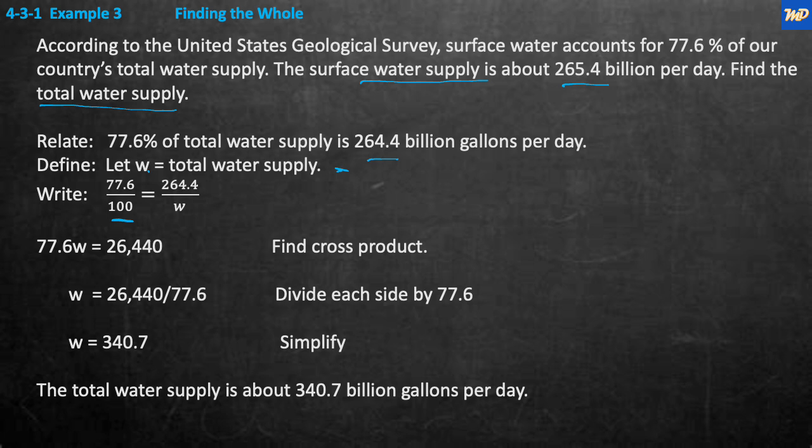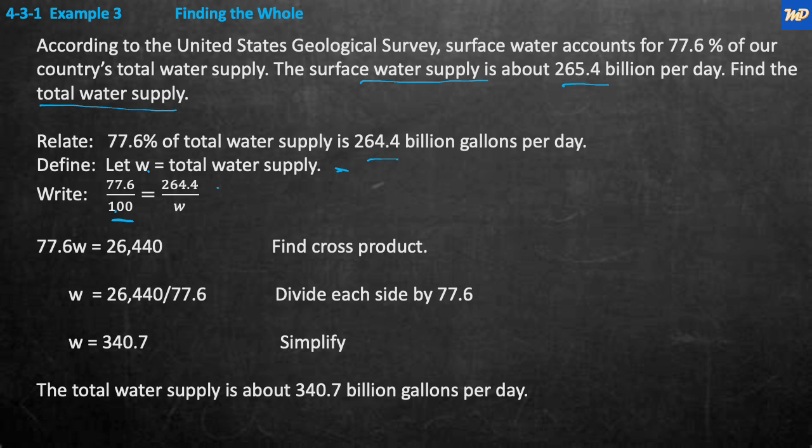So when we do this, we're going to say 77.6W, because now we've cross-multiplied. The W goes here with the 77.6, and the 100 will go up here with this 264.4. And when you do that, you're going to get 77.6W is equal to 26,240.